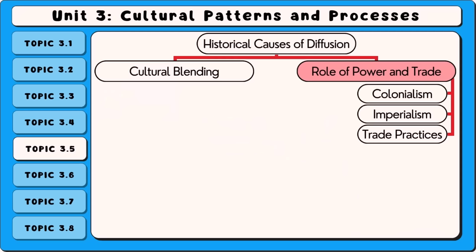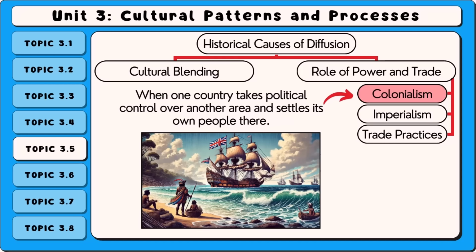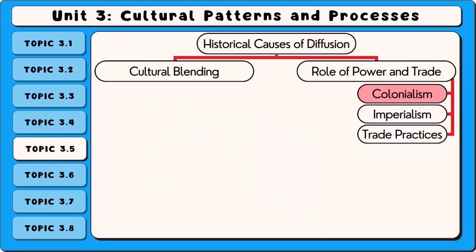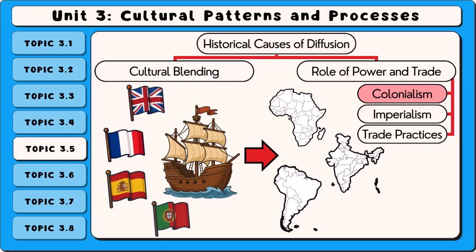Now let's explore how power and trade influence cultural diffusion. We will look at three concepts related to power and trade: colonialism, imperialism, and trade practices. Each of these practices contributes to cultural diffusion. Colonialism is when one country takes political control over another area and settles its own people there. European colonial powers such as Britain, France, Spain, and Portugal established colonies in Africa, Asia, and the Americas.